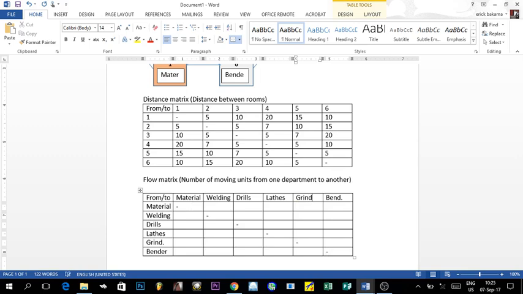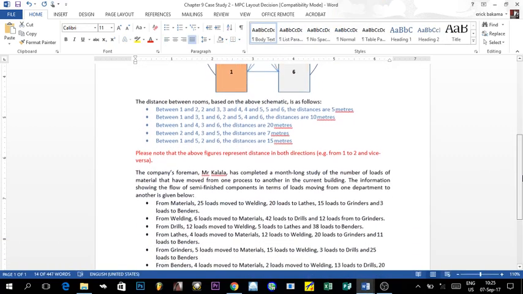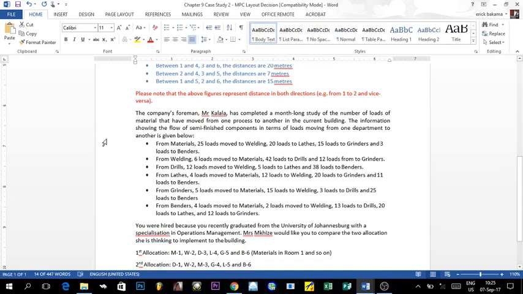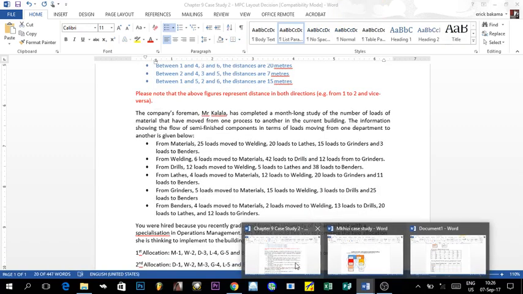So yeah, green. The next thing that we need to do now is to allocate the number of units that are moving according to the problem. So now we are working from this row here. It says that from material there are 25 that move to welding. After the 25 we have 20 that move to lathe.